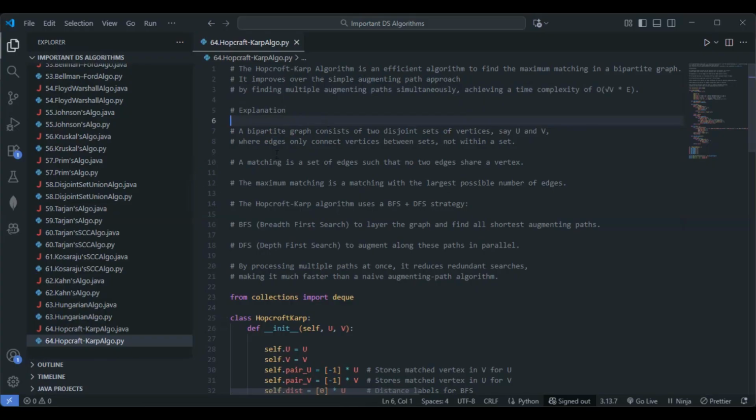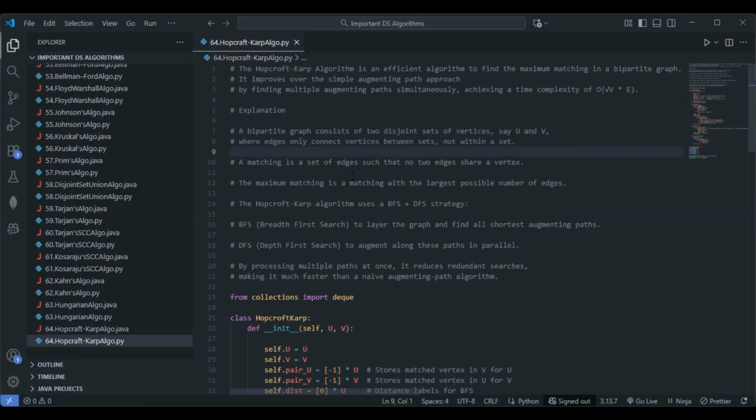So this is very important, right? The first part here would be a bipartite graph consisting of two disjoint sets of vertices. Suppose let's consider U and V, where edges only connect vertices between the sets, not within the set, right? So this is one thing.